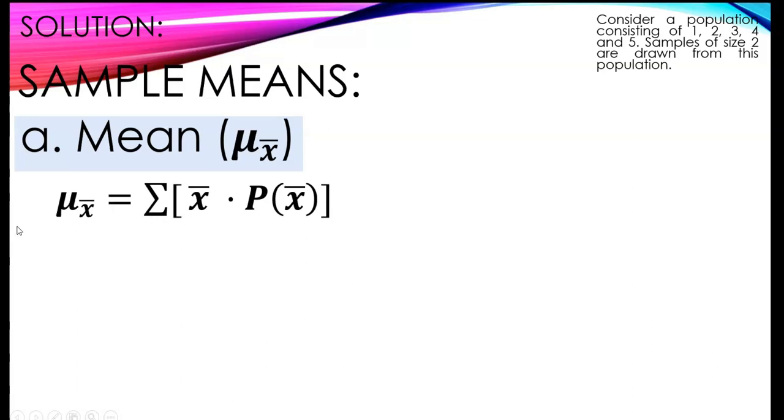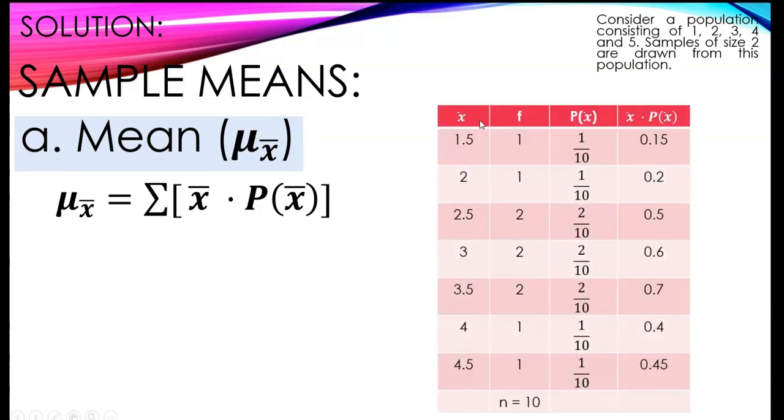Now, since we're going to find the mean of our sample means or sampling distribution, it is given by the formula sum of the sample means times the probability of our sample means. So this is now our sampling probability distribution for our sample means. We just listed all the possible sample means. We counted their frequency in table 2 and then wrote their corresponding probabilities.